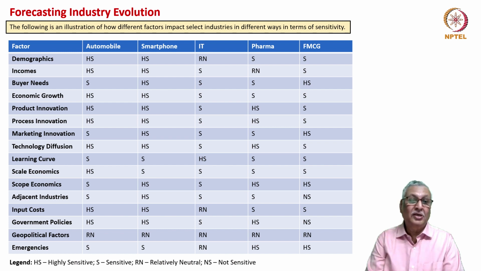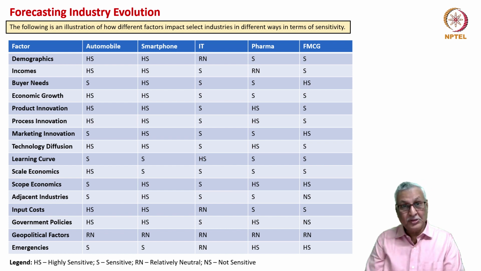Here I have developed a matrix or a grid, 5 industries and those 16 factors. In this table, HS means highly sensitive, S means sensitive, RN means relatively neutral, and NS means not sensitive. One thing which would strike you when you go through this table is that not one single industry and not one single factor sport the NS cell, which means that every industry is in some way or the other susceptible to or is shaped by these 16 factors I have outlined.